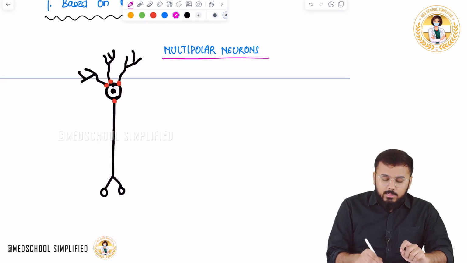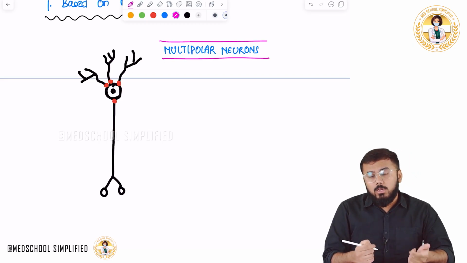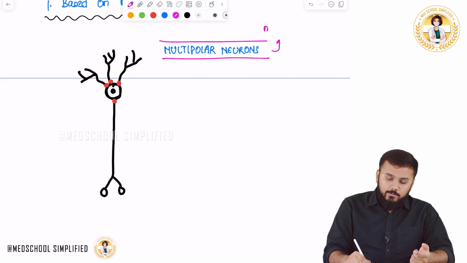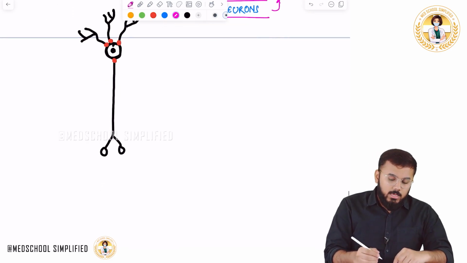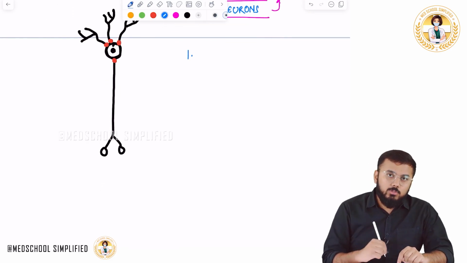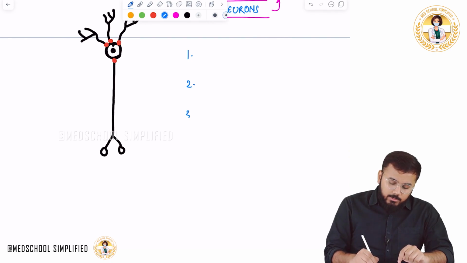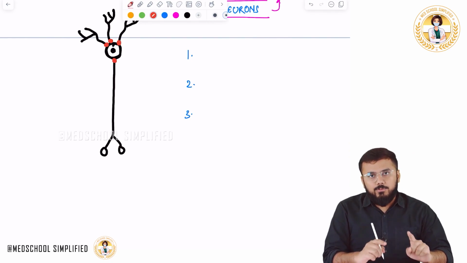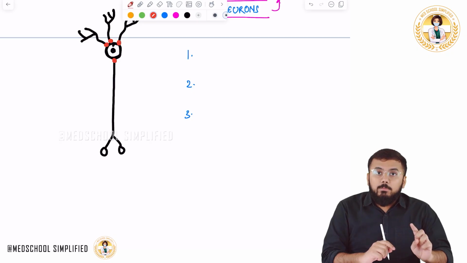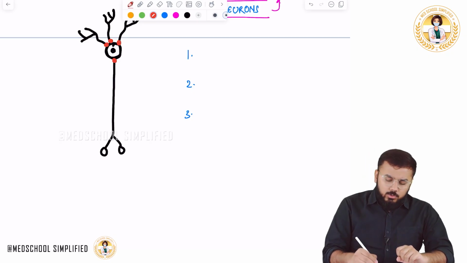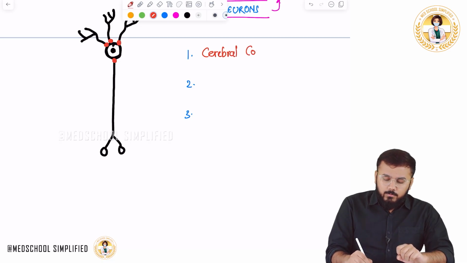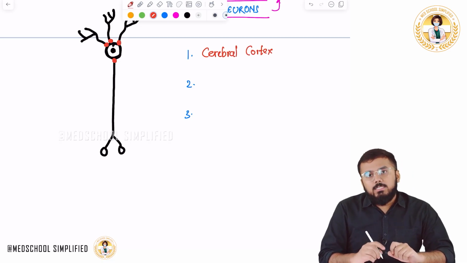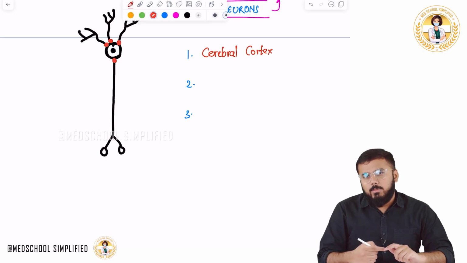So where are these multipolar neurons? Why are these called multipolar neurons? Because they have multiple poles, so you call these neurons multipolar neurons. And where are these multipolar neurons present? There are 3 important examples. The first important example is the cerebral cortex, right? And tell me guys, in the cerebral cortex, do we have gray matter or white matter?